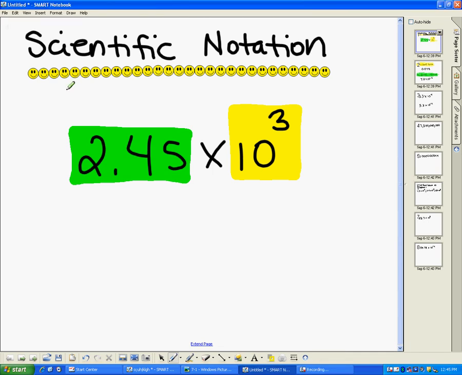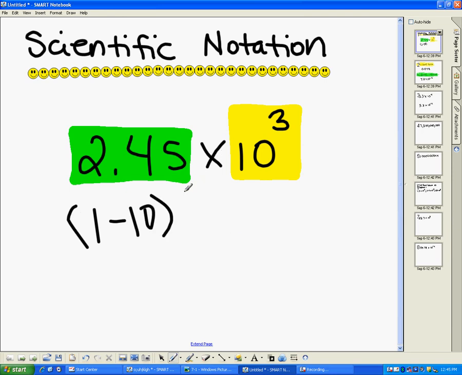Scientific notation. Scientific notation is used as a way to write really large or really small numbers. And there's two parts to a scientific notation. There's the first part, which is a number, and I've got it highlighted here in green. This number right here has to be between 1 and 10. It's got to be a number between 1 and 10.